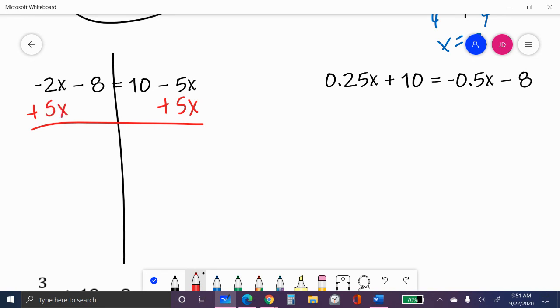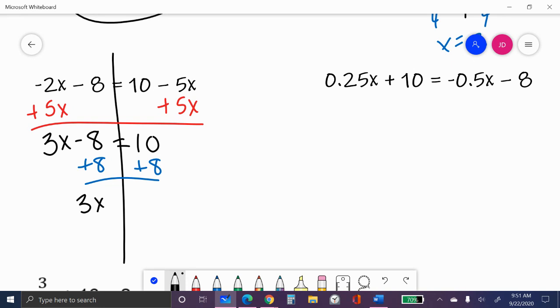So we have negative 2x plus 5x, which is 3x, minus 8, which equals 10. Now it becomes a two-step equation. Add 8 to both sides. And we get 3x equals 18. Divide both sides by 3. And we get x is 6.